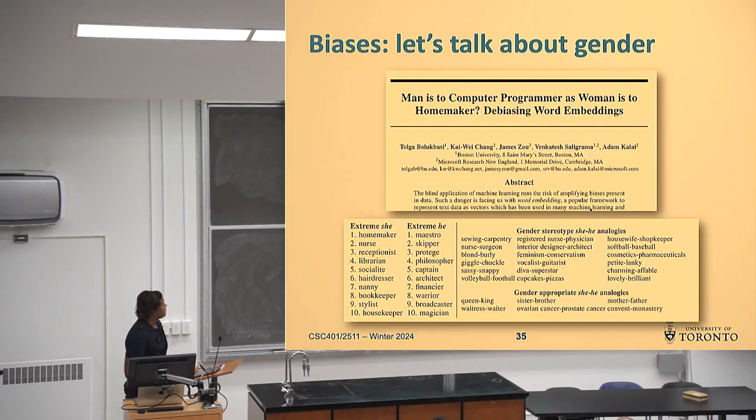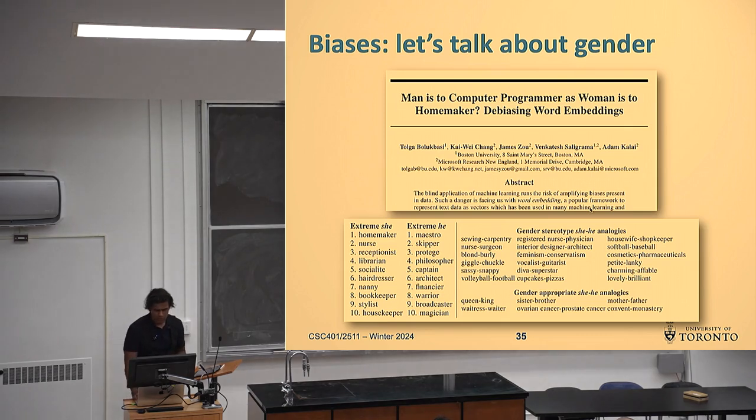And you can read the paper. There should be a link on the website. But these are some extreme she and extreme he examples, which sort of cherry-picks the extreme examples. Like, he is associated with maestro, protege, and all the good qualities, whereas she is associated with homemaker, nurse, receptionist, and things like that.